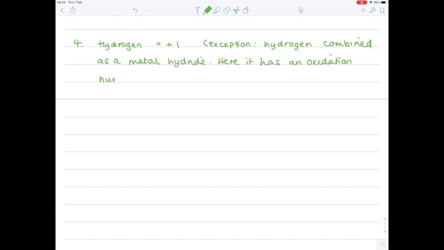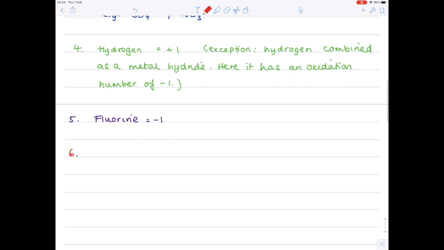Next up, a couple of elements which you just have to learn the numbers for. Hydrogen, try and remember that that always has an oxidation number or state of +1. The exception is hydrogen combined as a metal hydride, and here it has an oxidation number of -1. So you must learn that exception. Fluorine is a second element you need to know the oxidation number of by heart, and its oxidation number is always -1.